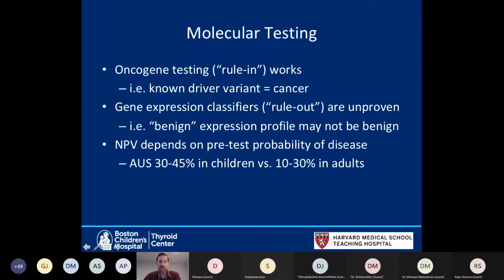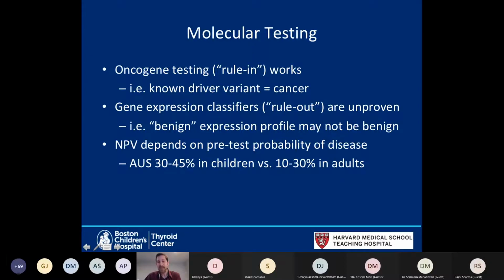However, many of these platforms that are sort of rule out, that is, if it gives you a benign result from the molecular testing, those are really probably not as reliable in children as they are in adults, because they were designed for adult nodules, which are genetically distinct. And it's important to remember that the negative predictive value of any test depends on the pretest probability of disease. That is, in an adult, this number is actually incorrect. So an AUS nodule in adults now is about 6 to 18% pretest probability of malignancy. So a negative genetic result is actually quite reassuring. It may give you a negative predictive value in the order of 5%.